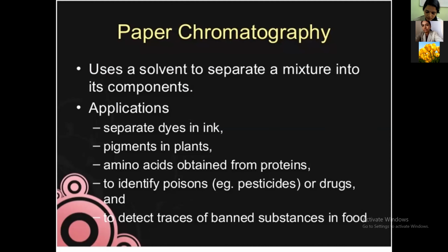And the next method for separating mixtures is paper chromatography. It uses a solvent to separate a mixture into its components. The applications are separating dyes in ink, pigments in plants, amino acids obtained from proteins, and to identify poisons or drugs, and also to detect traces of banned substances in food. These are the applications of paper chromatography.